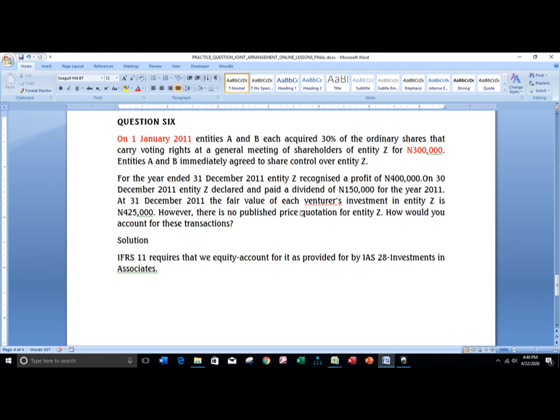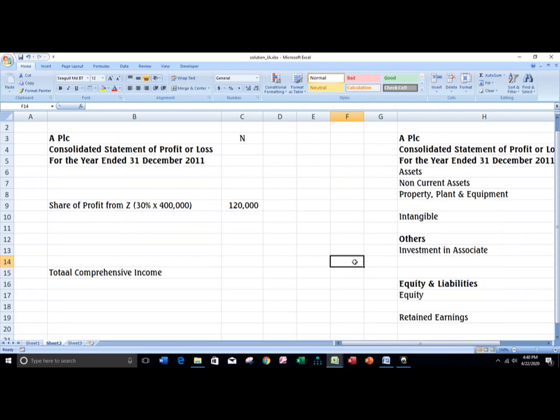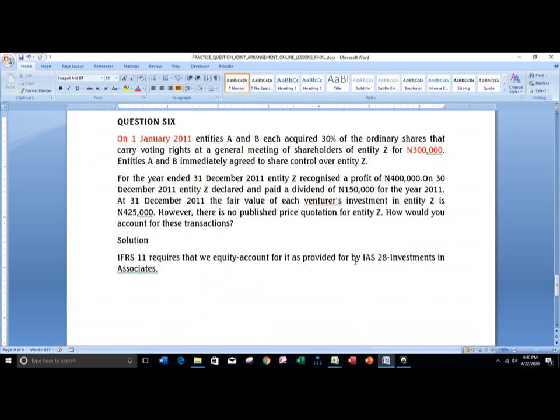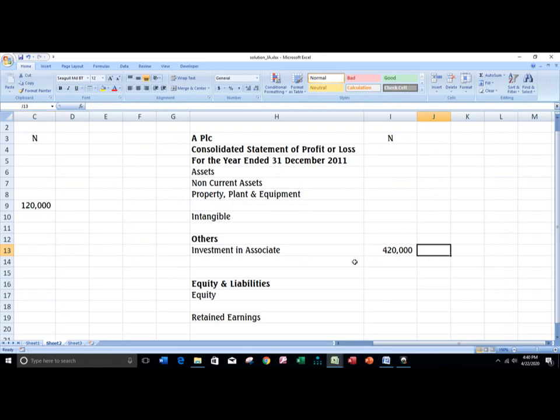So the concluding part of the question now says that at 31st December 2011, the fair value of each venturer's investment in entity Z is 425,000. So the fair value of each is 425. Now, how much do you have? How much is your own value here? 420,000. And what is your carrying value? Your carrying value here is how much? 420,000. So if the fair value is higher, the cost of the investment is lower.